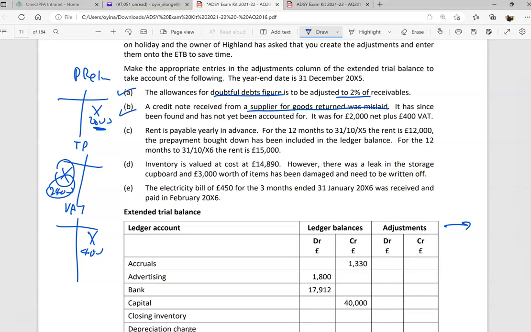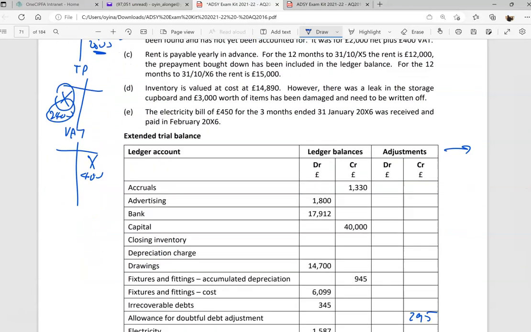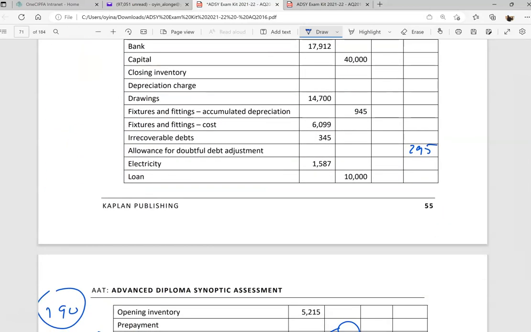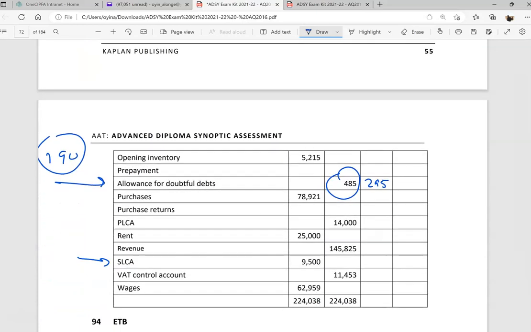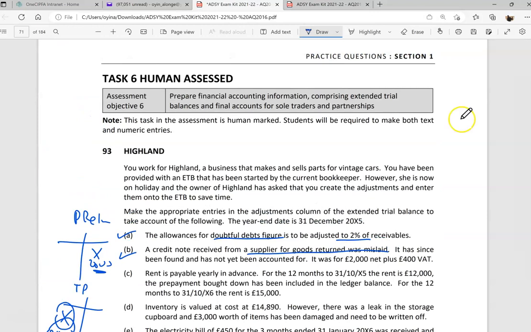So let's do that. We have 2,000 on the credit side of purchases returns, and we have 400 over here, and in the purchase ledger control account we will have 2,400. That deals with that, and that's question 2. Let's look at the next one.